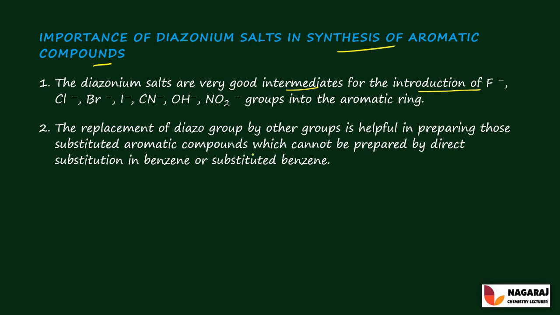Next, the replacement of the diazo group by other groups is helpful in preparing those substituted aromatic compounds which cannot be prepared by direct substitution in the benzene ring. Those compounds which cannot be directly prepared from the benzene ring are prepared from diazonium salts by replacing the diazo group. So these are the main importance and uses of diazonium salts.